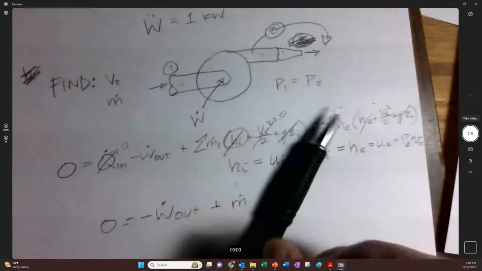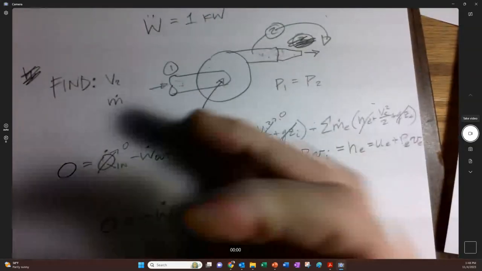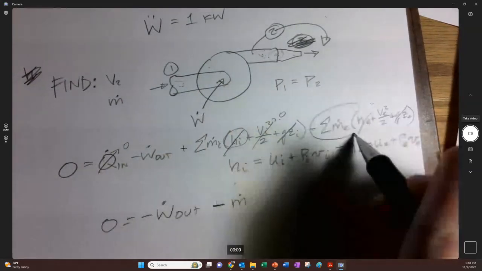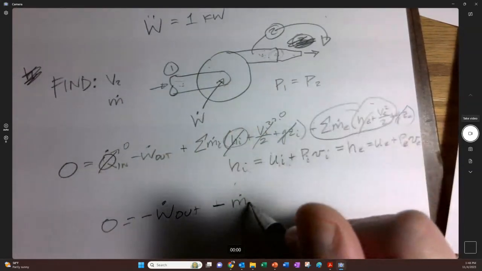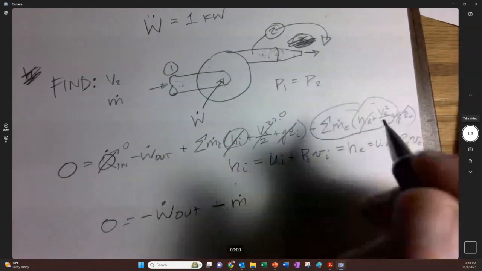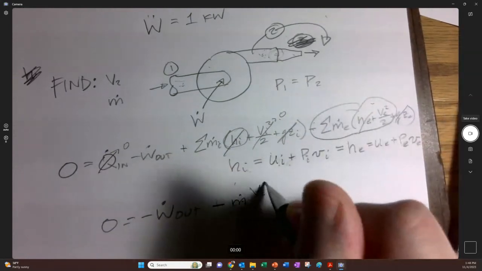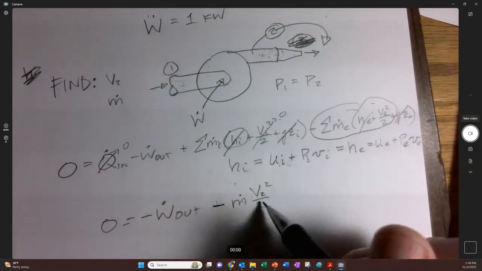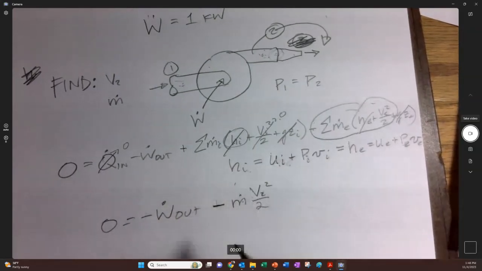So this is going to be the minus because it's going to be this guy right here. This is all that's going to be left. m dot, and this is the same m dot, so we're going to make it there. This is going to be V2 squared over 2. And remember that this is going to be probably divided by 1,000.